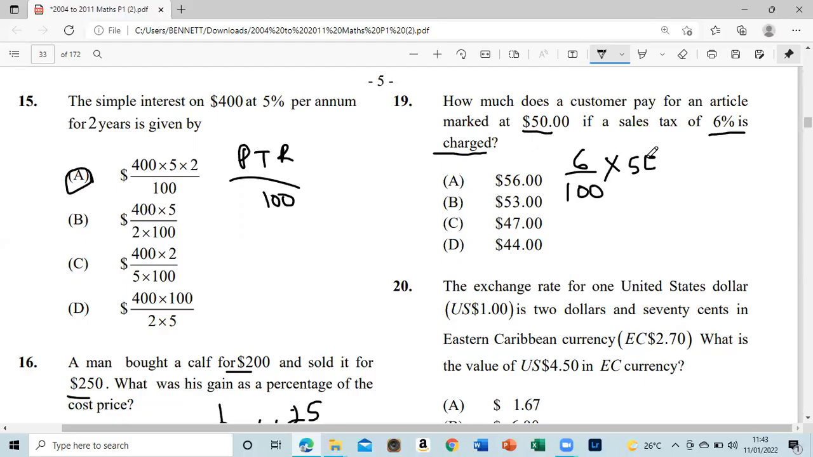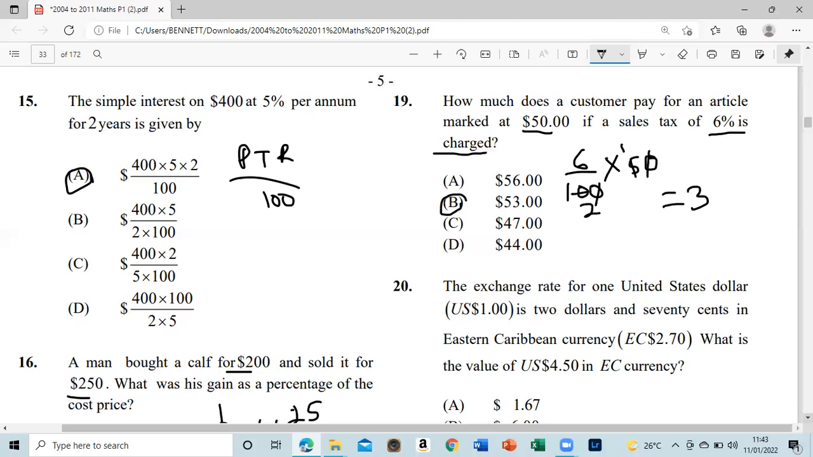All right, so we can divide by 10. 5 into this, 1. 5 into 10, 2. So that's 3. 6 by 2 gives us 3. So it's a $3 increase. So it's $53. So add the 3 to the $50.